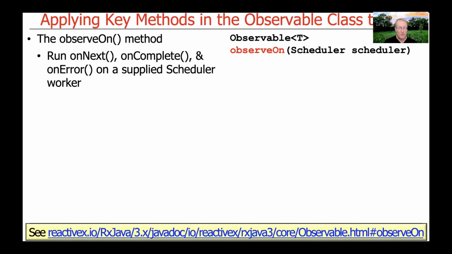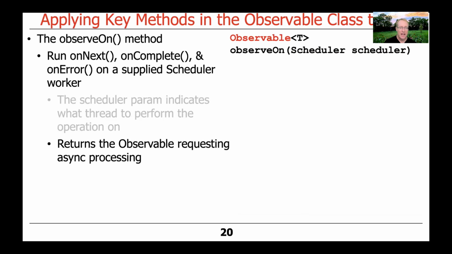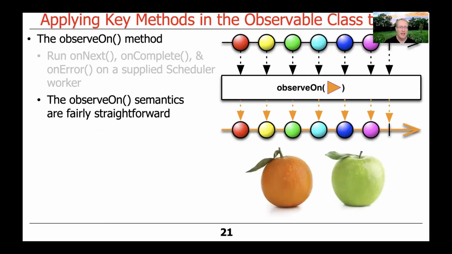Now that we've talked briefly about subscribeOn, let's talk about observeOn. And this is used to run the onNext, onComplete, and onError methods on the supplied scheduler worker parameter as well. Just as with subscribeOn, you can indicate where you want the processing to take place, what thread or what thread from what pool of threads. Again, you get back an observable that will be requesting the async processing. So this is saying, I want to be processed in this specific context from now on.